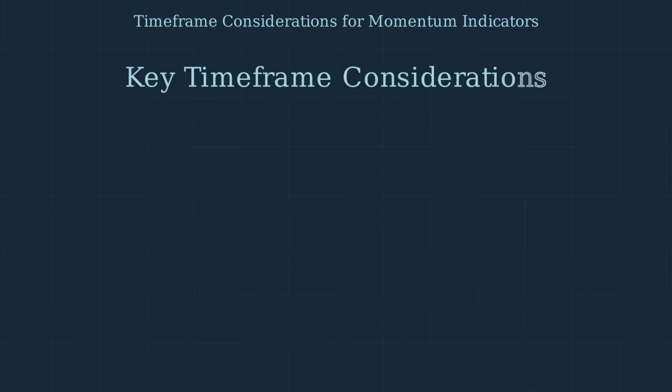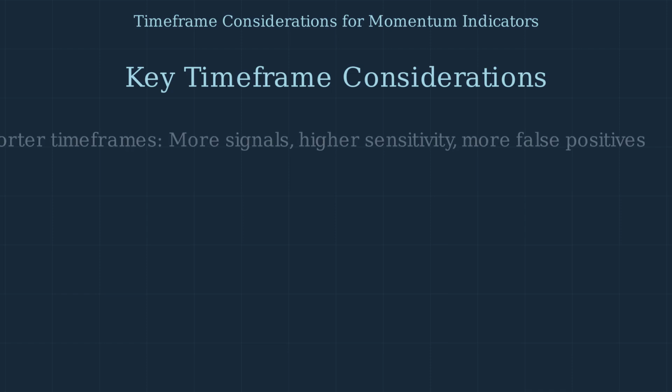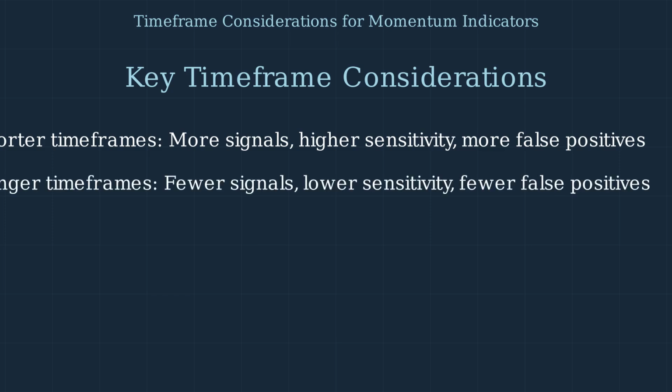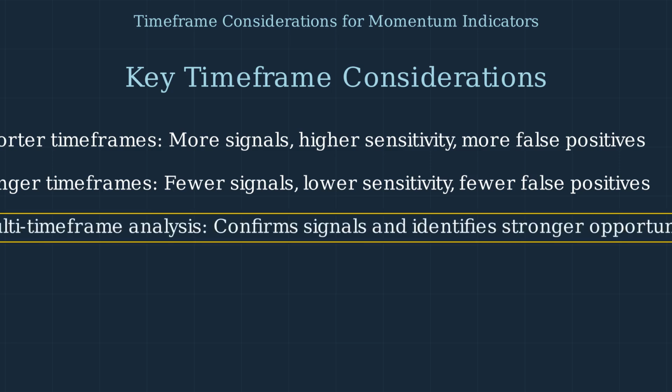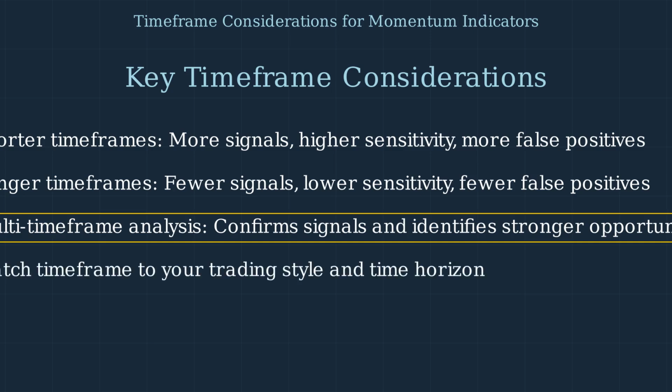To summarize the key timeframe considerations for momentum indicators, shorter timeframes provide more signals with higher sensitivity, but also produce more false positives. Longer timeframes offer fewer but potentially more reliable signals, though they may miss shorter-term opportunities. Multi-timeframe analysis helps confirm signals and identifies stronger trading opportunities when indicators align. Finally, it's important to match your timeframe selection to your trading style and time horizon.